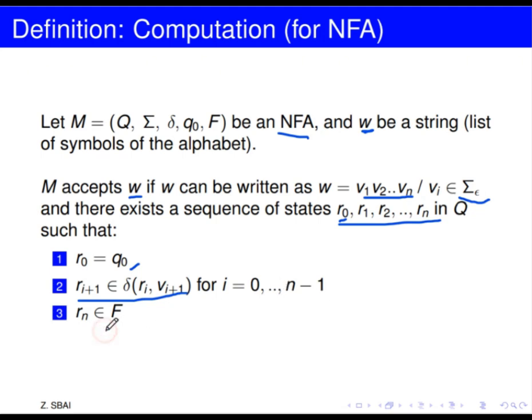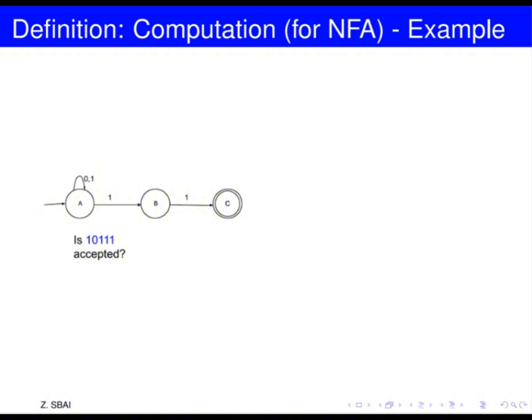And if we finish with Rn in the set of final states, we'll say in this case that the machine M accepts W. Let's take an example here. We'll go back to the machine that recognizes the language of all binary strings ending in the substring 1, and let's show if 10111 is accepted.